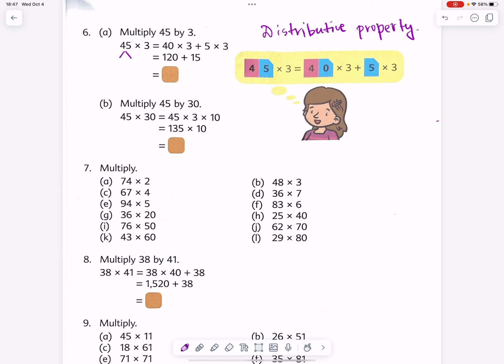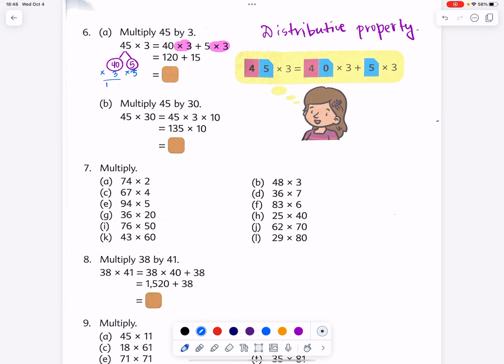Think of 45, split it into tens and ones. 45 is 40 and 5. It is much easier to do math in our heads by first multiplying 40 times 3 and then 5 times 3. So always think of how we can do math in our heads using these simple strategies.